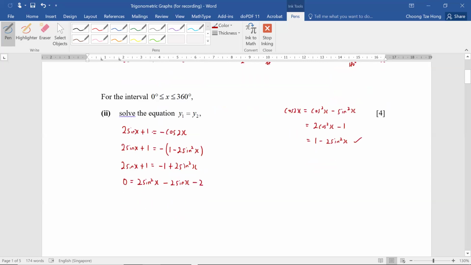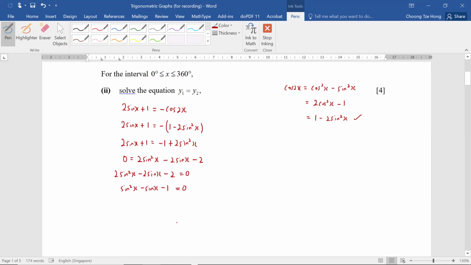I'm going to rewrite this on the left side, because I prefer the right side to be 0. Over here you can see it's quite obvious that we can divide through by 2. So you get this. If you try to factorize this, you realize you can't factorize.